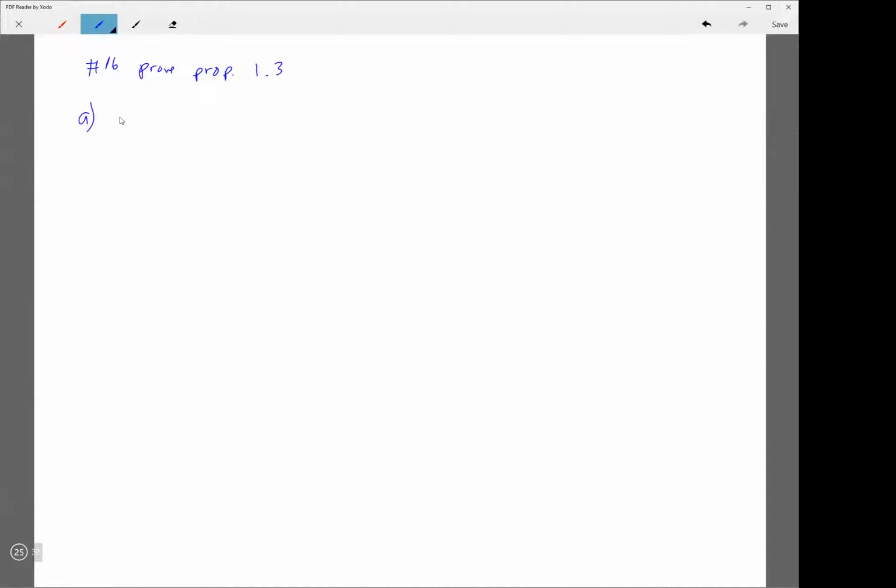So A, it says e to the i phi1 times e to the i phi2 is equal to e to the i times phi1 plus phi2. Okay, so to prove an equation like this, the way that you should do it properly is you start with the left-hand side, or this is one way.